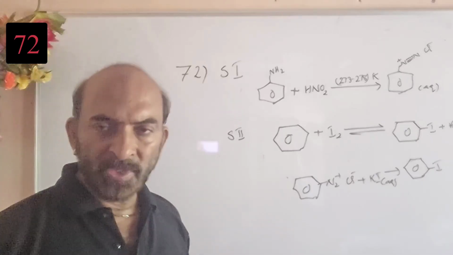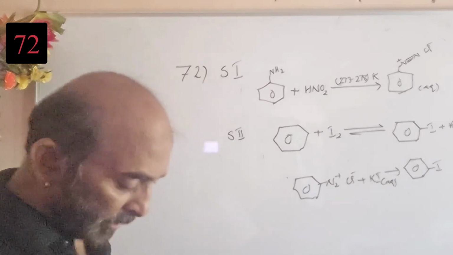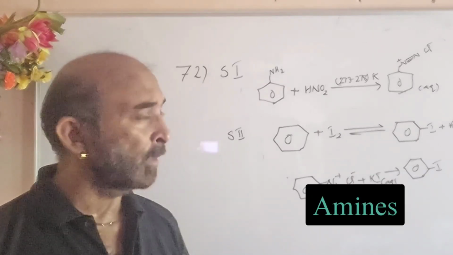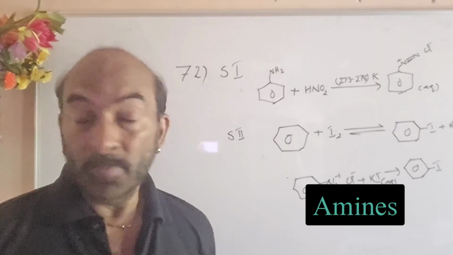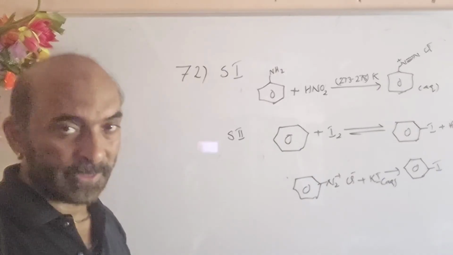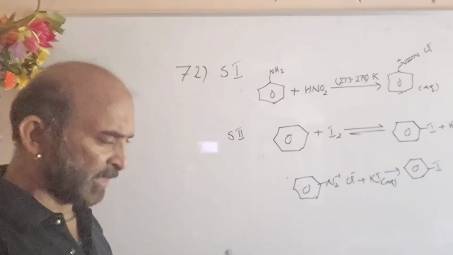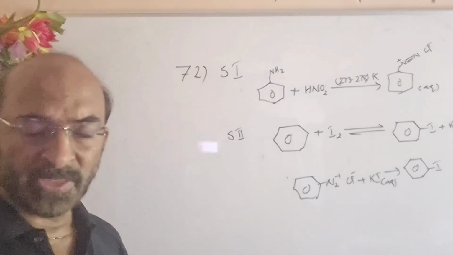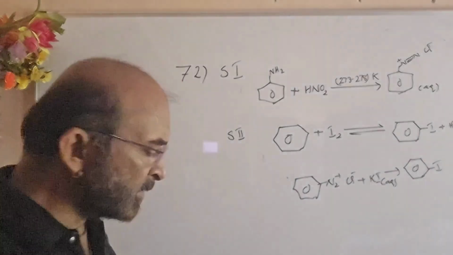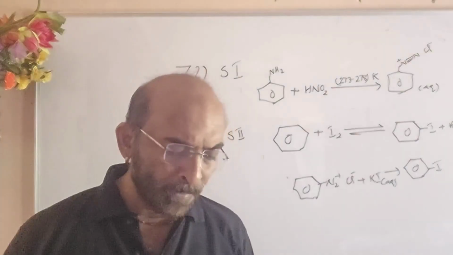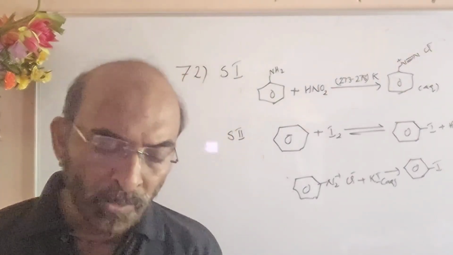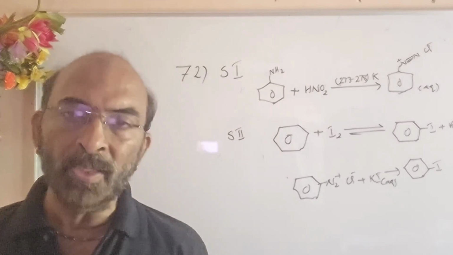Next question, 72nd question. It can be said to be from the chapter amines because both are related to ammonium, diazonium salt. The first statement based problem. We have to check whether both statements are correct or not. Statement 1: benzene diazonium salt is prepared by reaction of aniline with nitrous acid at 273 to 278 Kelvin.